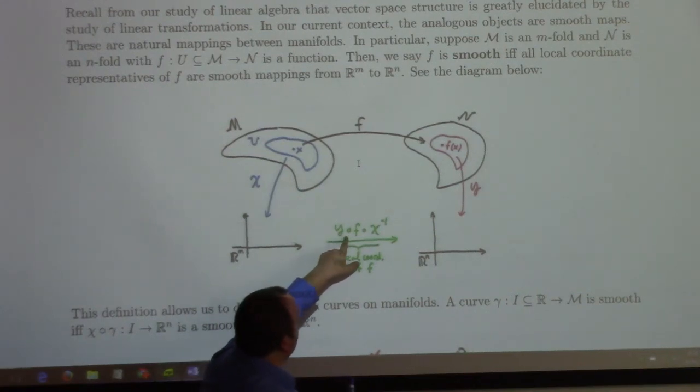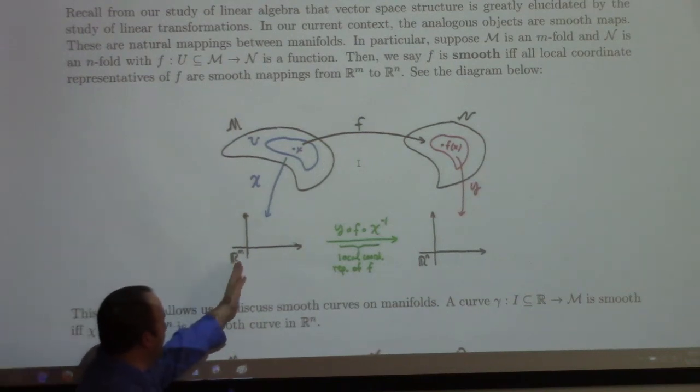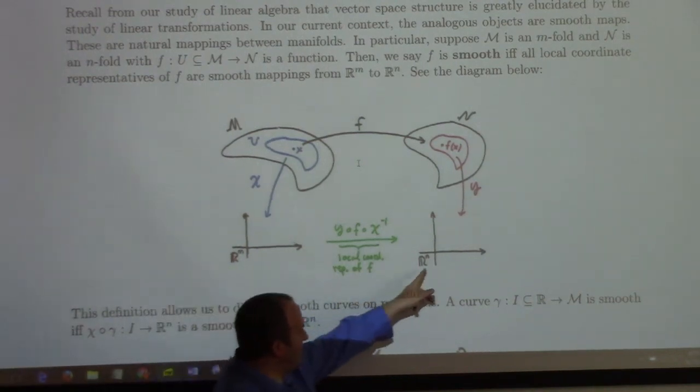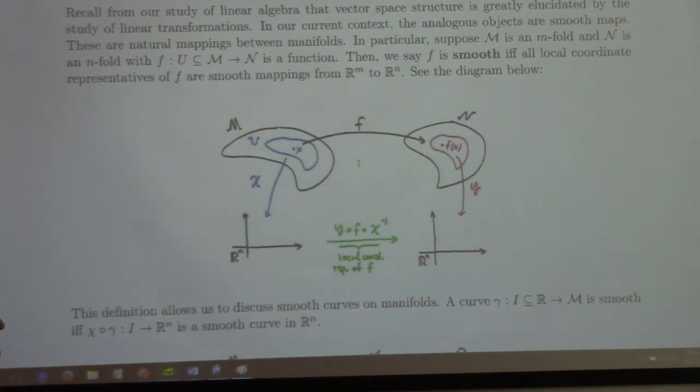So this would be a mapping from Rm to Rn. Oh, look, I did it right this time. Feel better? It feels better, right? Yeah, I know. And that has to be smooth for every possible choice of coordinate chart that you can study the function in, in order for it to be a smooth function from one manifold to another. That's what's meant by a smooth function from manifold to manifold.